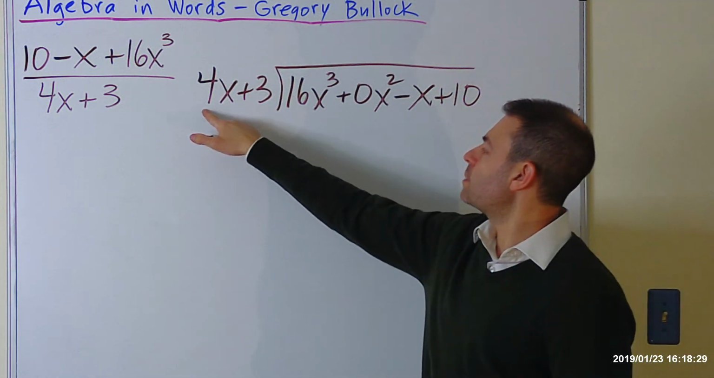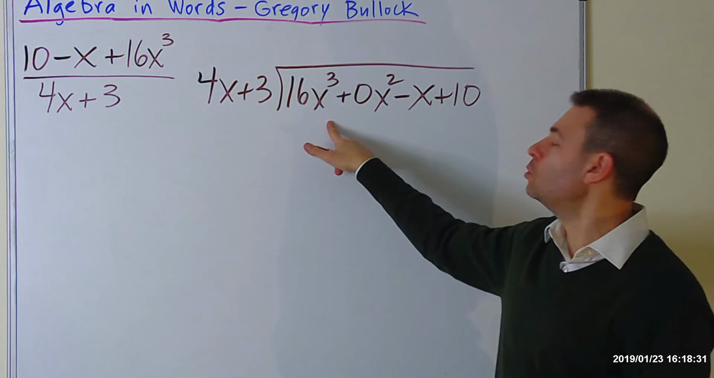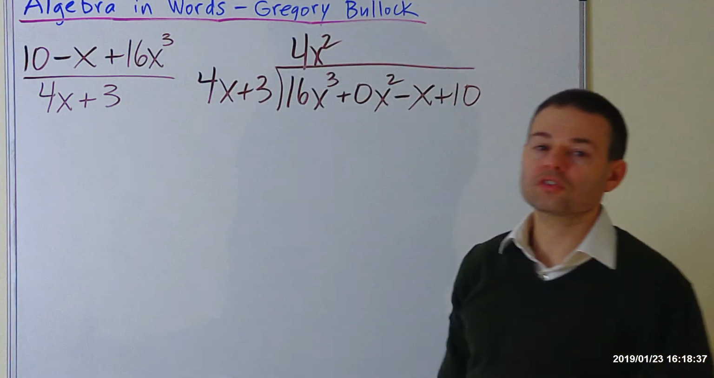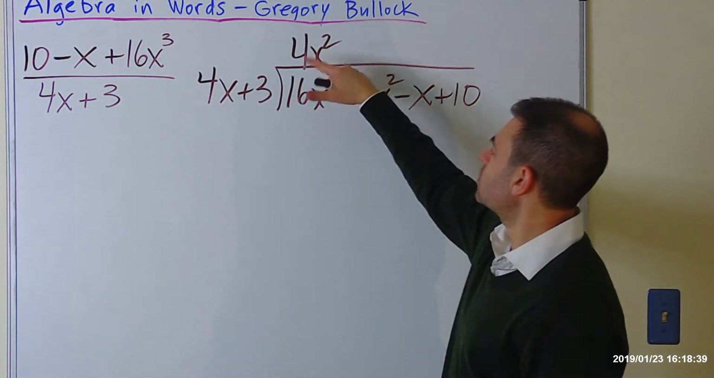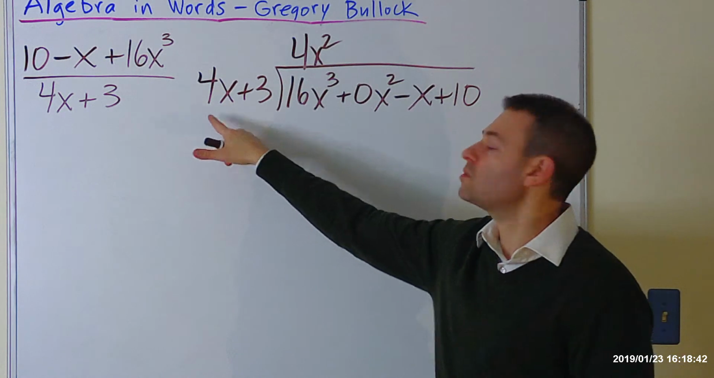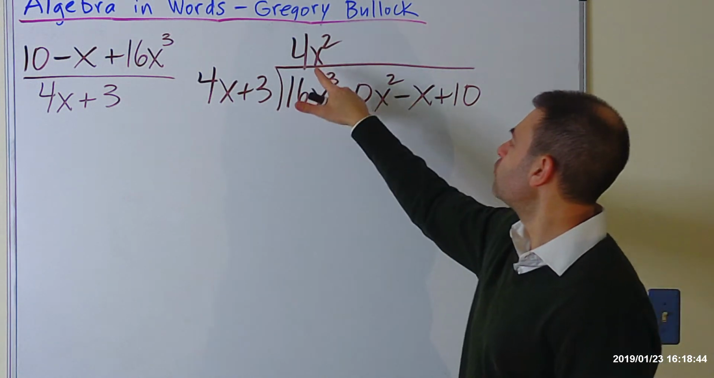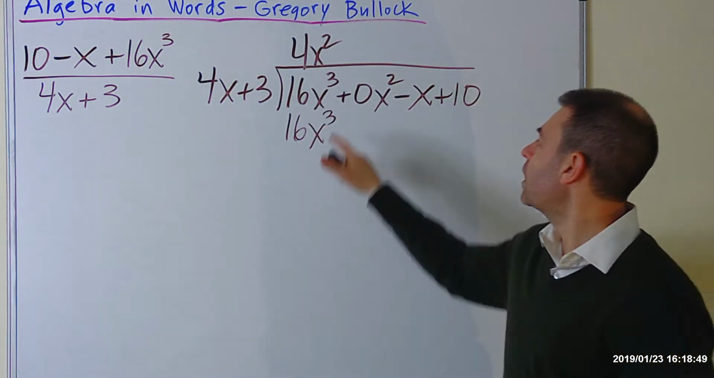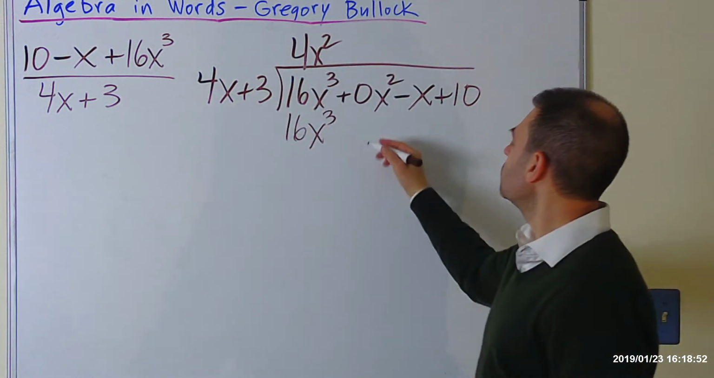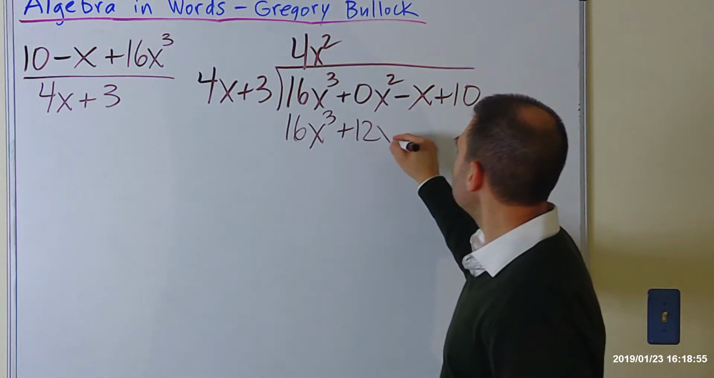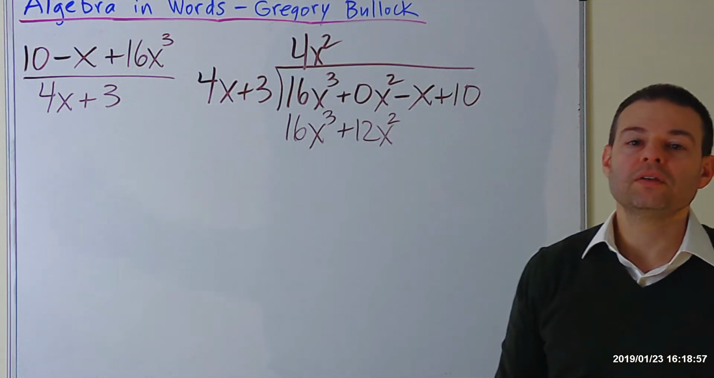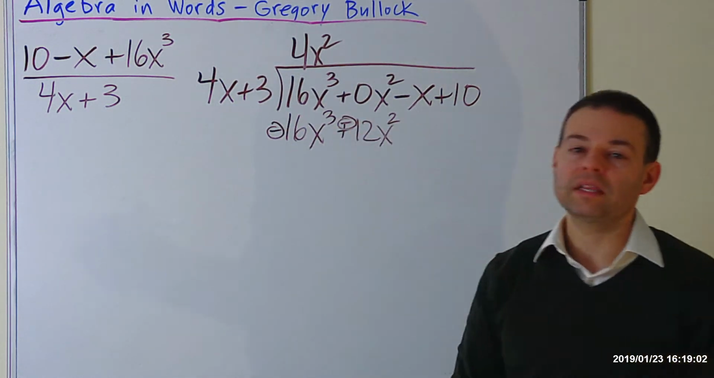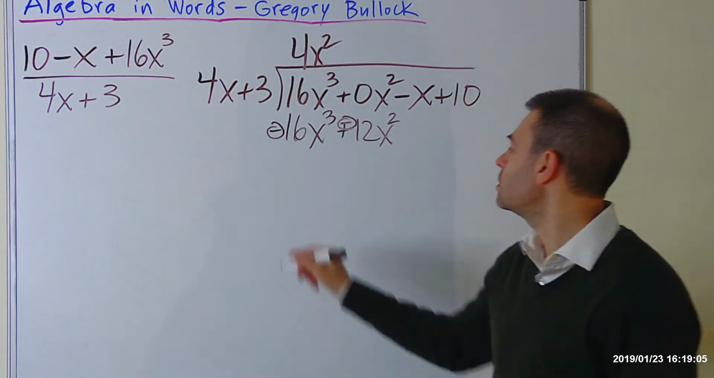So we want to say, how many times does 4x go into 16x cubed? It goes in 4x squared times. And now we're going to take this term, multiply it by the leading term of the divisor, and write the product here. 4x squared times 4x is 16x cubed. And then 4x squared times 3, which is 12x squared. Change the signs of both. Minus and make this minus. I like to circle them to show that I changed the signs.